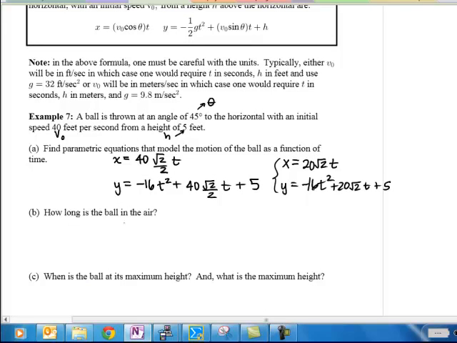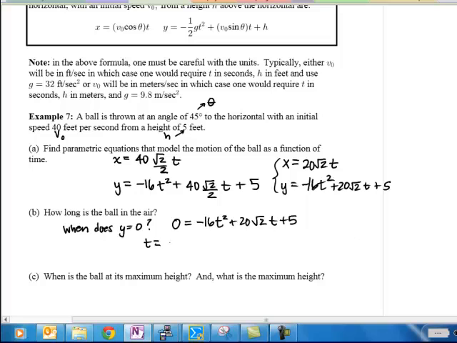Then if we want to know how long the ball is in the air, we would want to be figuring out when the height is 0. So when does y equal 0? We don't need a connection between x and y to answer this question. We just really need a connection between y and t, right? So we'd set y equal to 0, and probably use the quadratic formula for that.